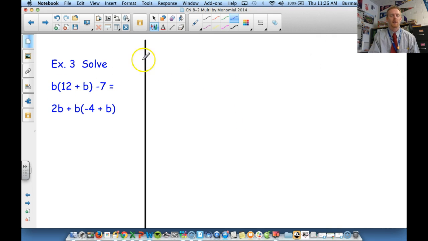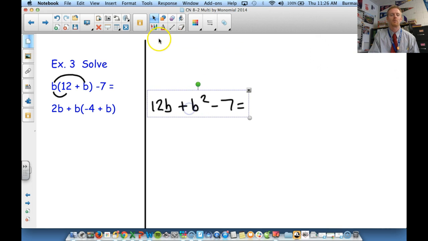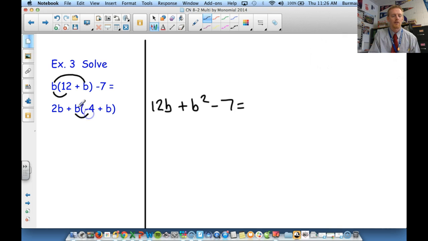Example number 3. Again, we're going to distribute b times 12 and b times b. So b times 12 makes a 12b. A b times b makes a b squared. And then we have this minus 7 still left over. And now we have it equal to, I'm going to take all that stuff and move it down so it doesn't run into my own face. And that equals our other distribution, and we're going to have a 2b minus a 4b and plus another b squared.